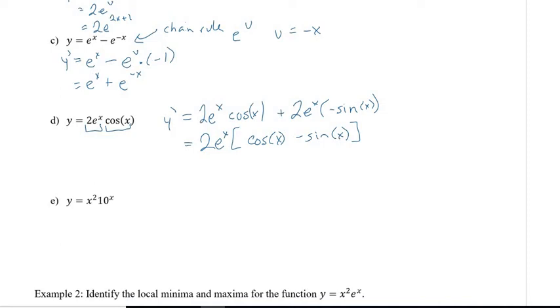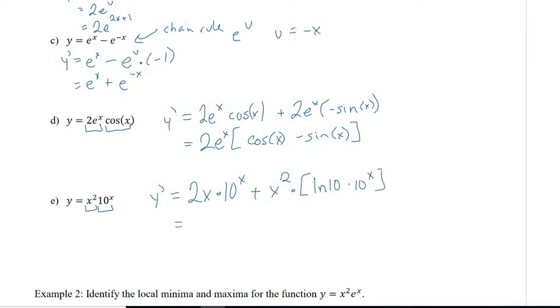Now we have y equals x squared times 10 to the x. Again, we have two functions multiplied together, so product rule is going to be the way to go. So y prime is going to be equal to the derivative of the first function, 2x, times the original second function, then add the original first function times the derivative of the second function. The derivative of the second function is natural log of 10 times 10 to the x.